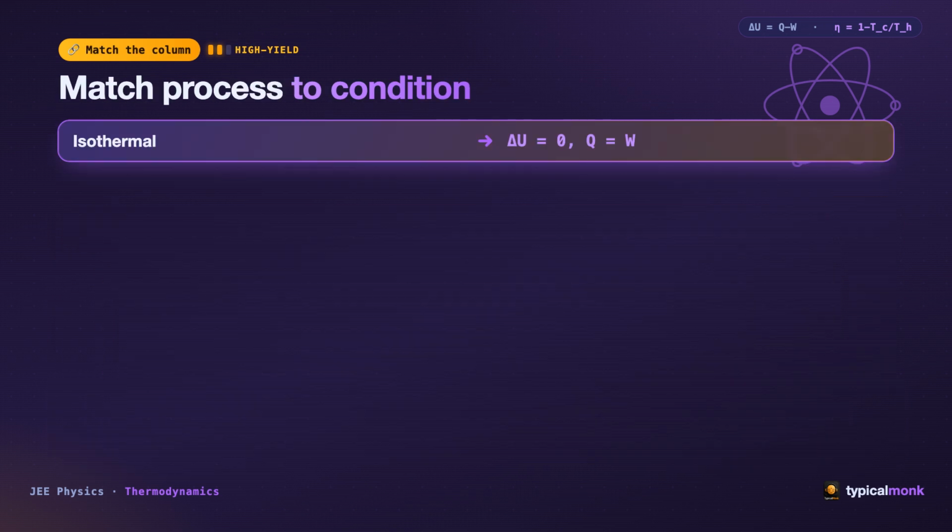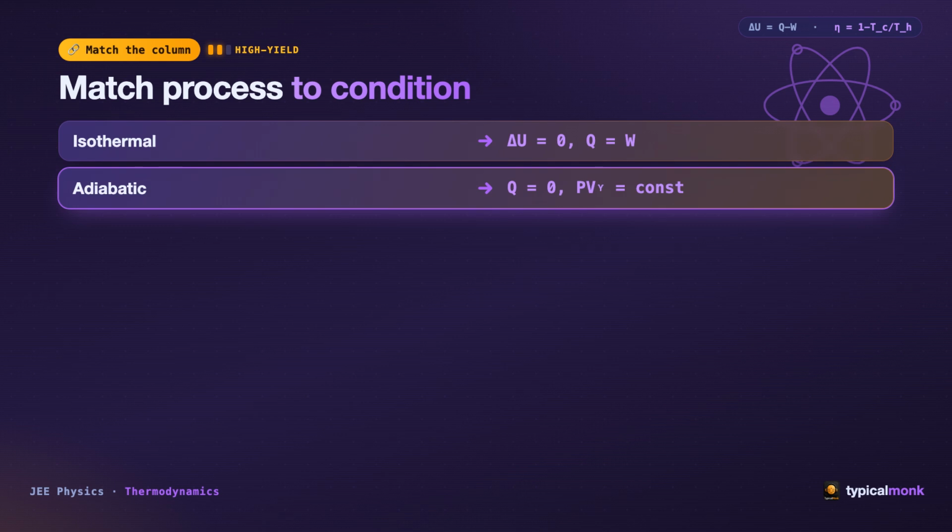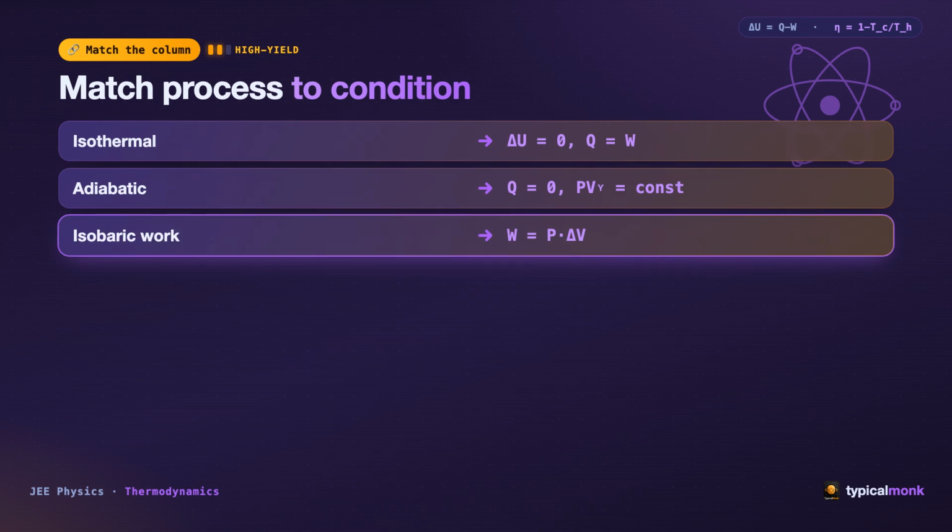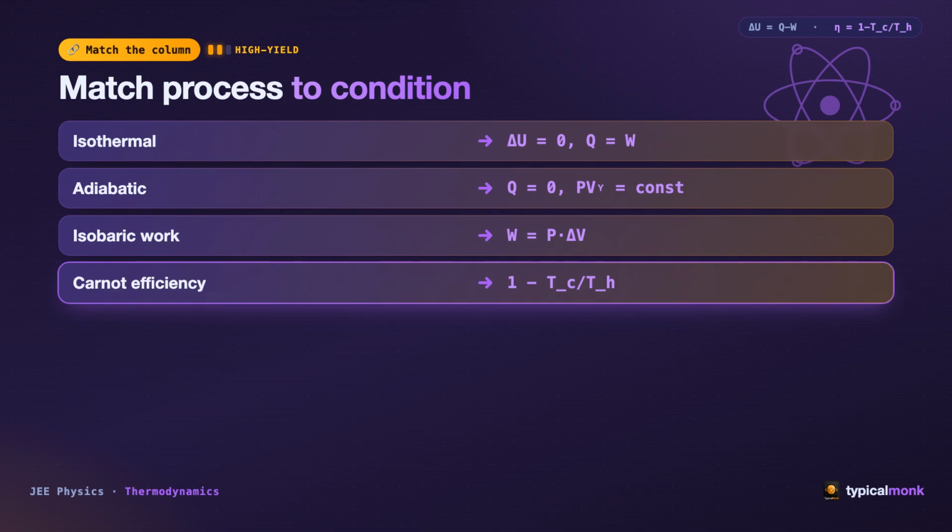Now match each process to its condition. Isothermal goes to delta U equals 0 and Q equals W. Adiabatic goes to Q equals 0 and PV to the power gamma is constant. Isobaric work goes to W equals P times delta V. And the Carnot efficiency goes to 1 minus T cold over T hot. 4 pairs, and every one of them is worth committing to memory.